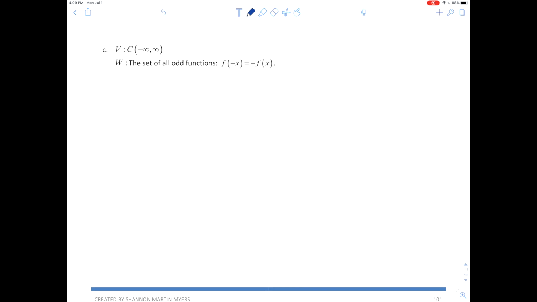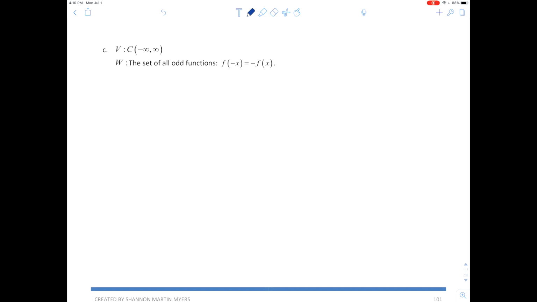All right, part C. V is the set of continuous functions on the real line, and W is the set of all odd functions. And remember, a function is odd if f at negative x is equal to negative f at x. So let's check it out. I think this one's going to work, and the reason why I think it's going to work is because it's got rotational symmetry about the origin. So let's just do it in general and see what happens, okay?